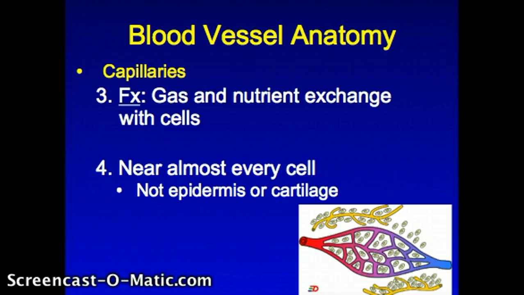You probably want to also note there that they're near almost every cell in your body, and that excludes epidermis or cartilage. And we've talked in class about how goofy people like your teacher, when they were younger, used to stick pins through the ends of their fingers, and you didn't have any bleeding happen then, and that's because capillaries don't cover all the way up to the surface of your skin. That is it.